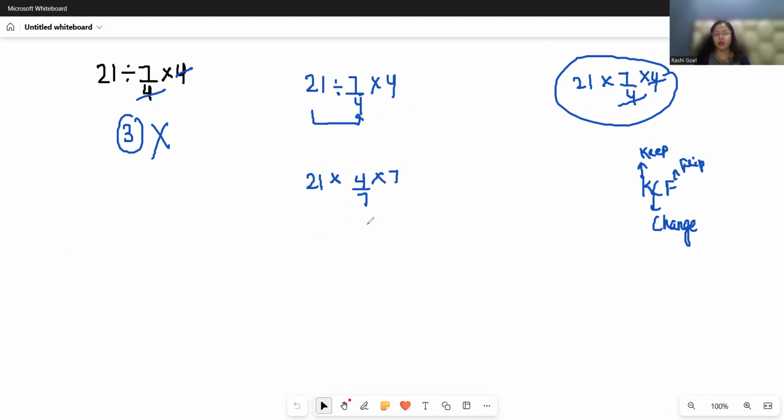Now you can't cancel the 4 with 4, right? Because it's in multiplication. Now solve it. Now you can cancel out the 7 with 21, and it is 3 times 3 times 4 times 4. 4 times 3 is 12, times 4, which is 48.